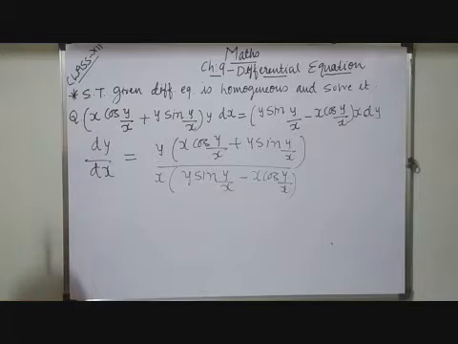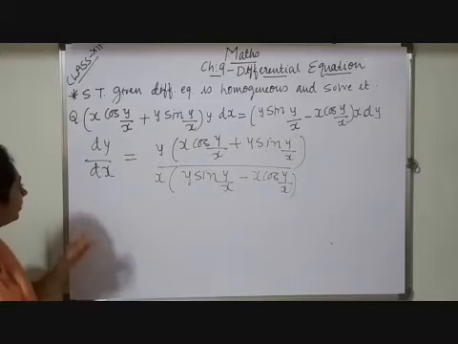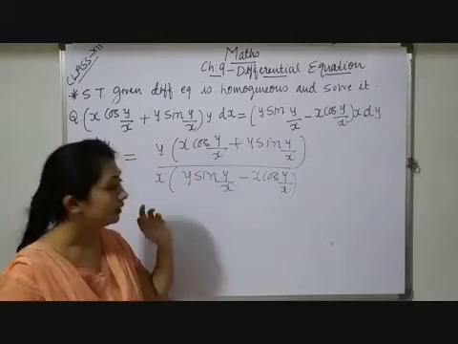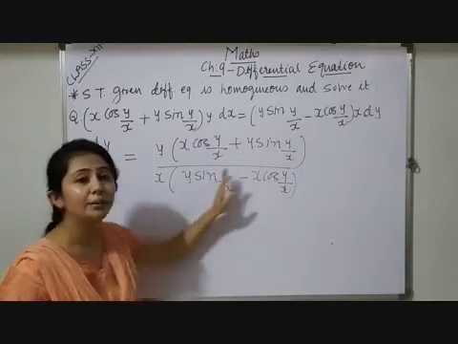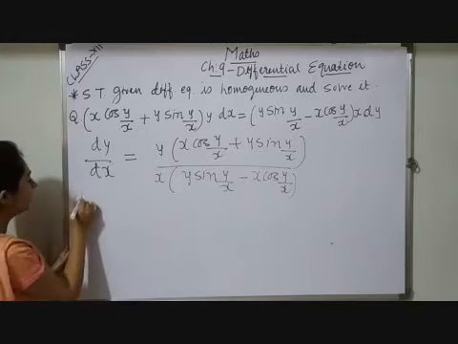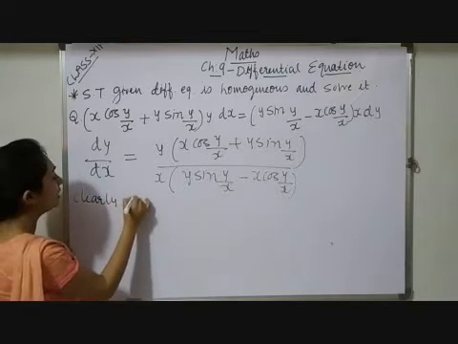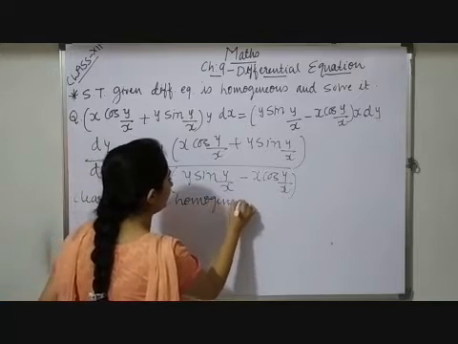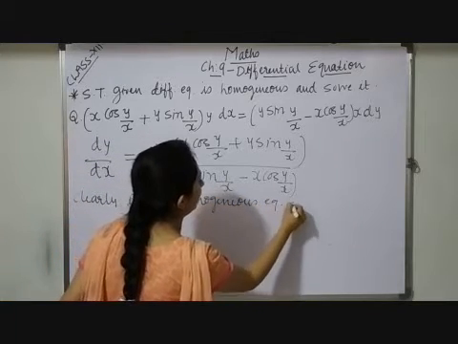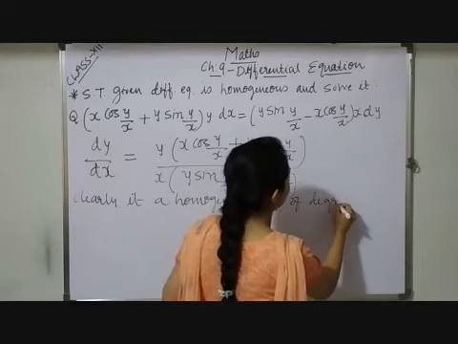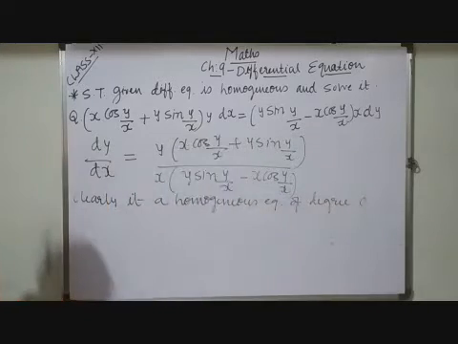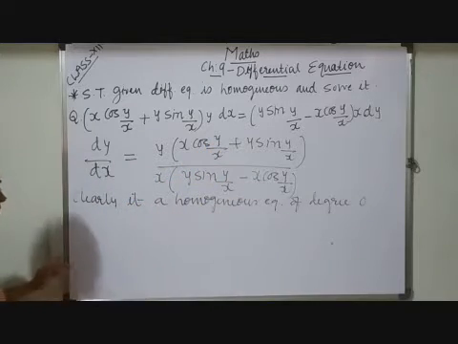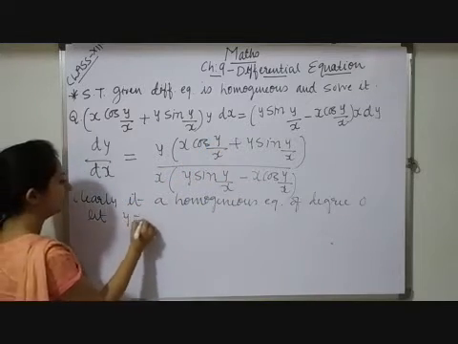Now observe what I can do. Here dy by dx is in the form f of xy upon g of xy. No derivative is there, the degree will be 0. So here I will write clearly, it is a homogeneous equation of degree 0. After that, in place of y I will assume vx. So let y equal vx.